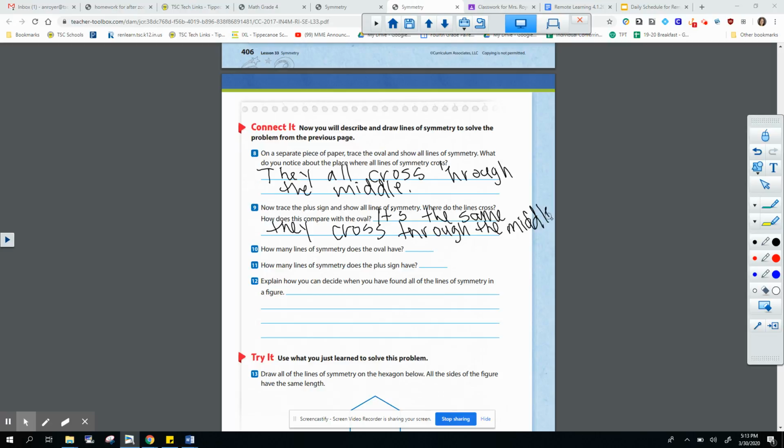Okay, how many lines of symmetry did that oval have? That oval had 2 lines of symmetry. How many lines of symmetry did the plus sign have? It had 4 lines of symmetry. Explain how you can decide when you found all of the lines of symmetry in a figure. You can look to make sure that there is no other way to cut that shape in half, where both sides would be the same.